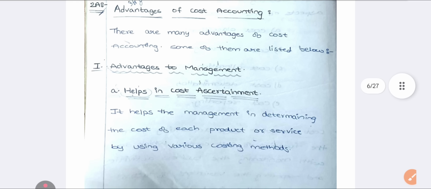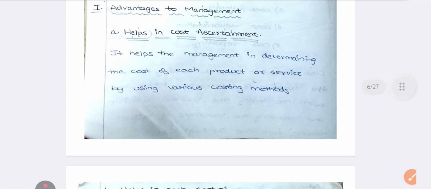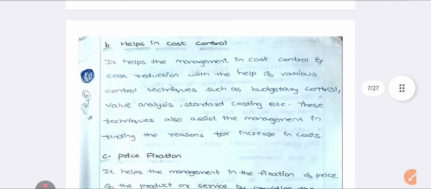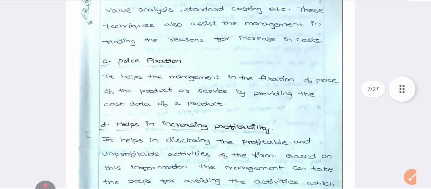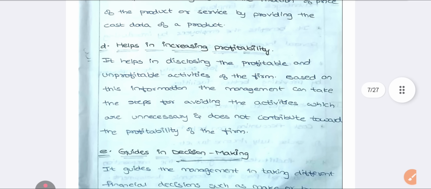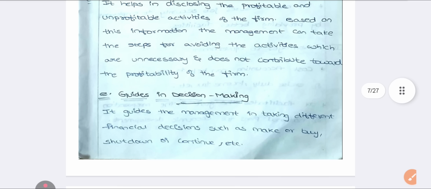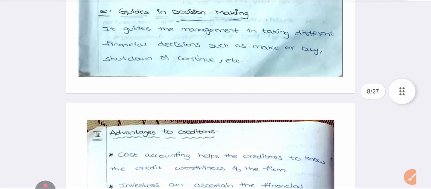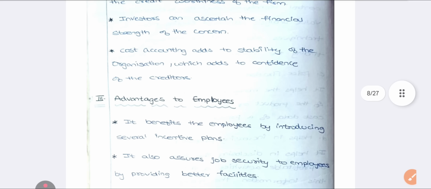And if they are asking for advantages: it helps in cost ascertainment, means to fix the cost. It will be helpful to control the cost, for price fixation, and to increase your profitability also. It will be helpful in making decisions in the organization. Yes, these are all the various advantages you have in cost accounting.